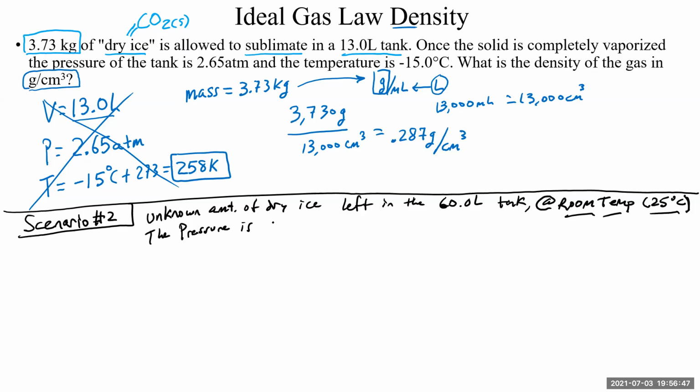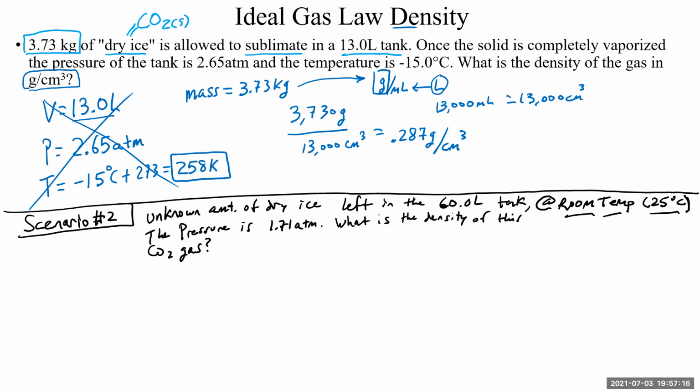Pressure is close to atmospheric, so about 1.71 atmospheres. What is the density of this CO2 gas?